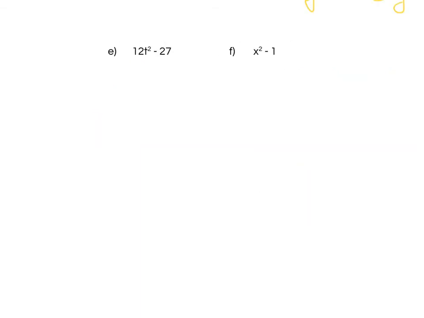So at first glance, question E does not look like a difference of squares. It doesn't look like it meets the criteria because we don't have a whole number square root for 12 or for 27. But what is the first type of factoring I should always attempt to do? I should always attempt to remove the greatest common factor. And I can clearly see that 12 and 27 are both divisible by 3.